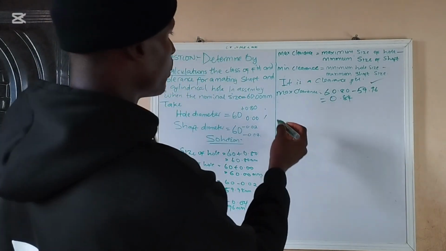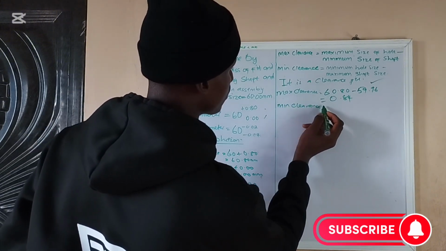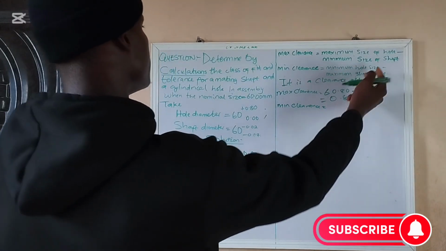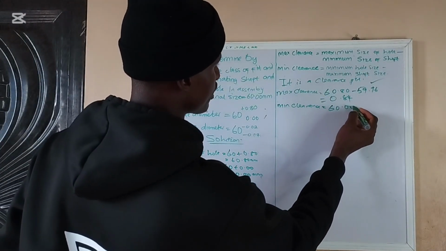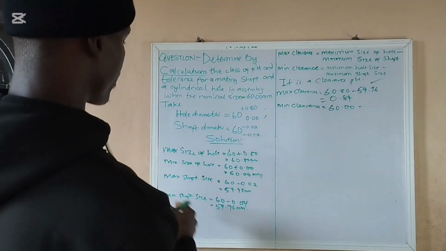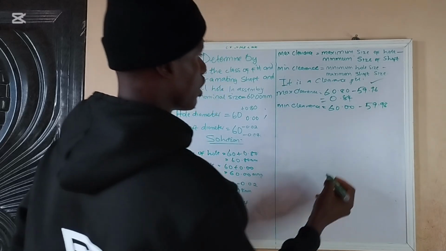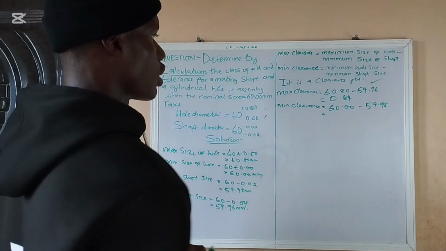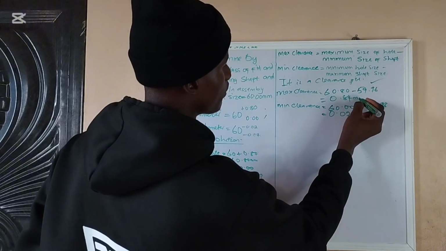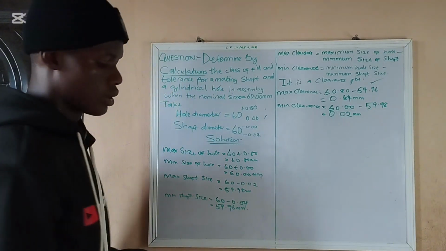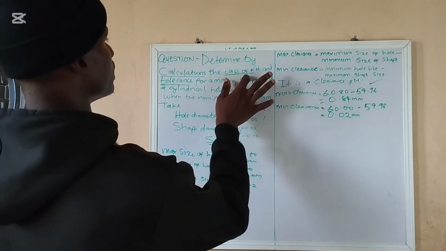Then we have our minimum clearance, which is equal to the minimum hole size, which is 60.00, minus the maximum shaft size, which is 59.98. So that's going to be 0.02 millimeter. Please ensure you add the millimeter to the back. So we are done with this already. We have gotten our answer for the class of fit.